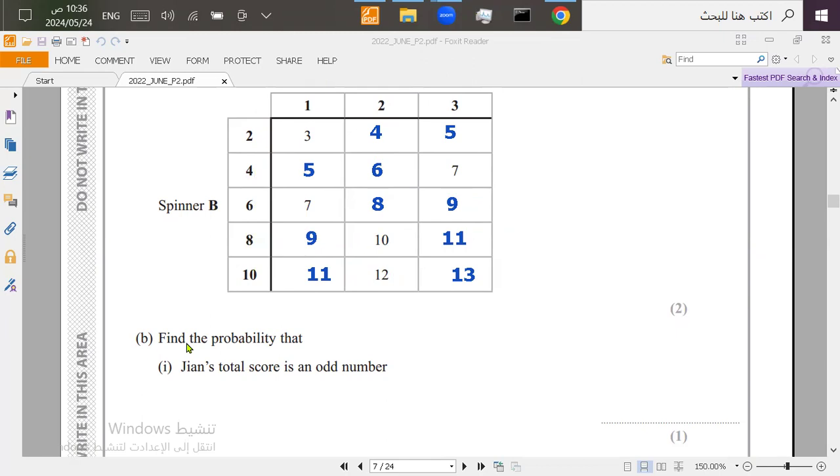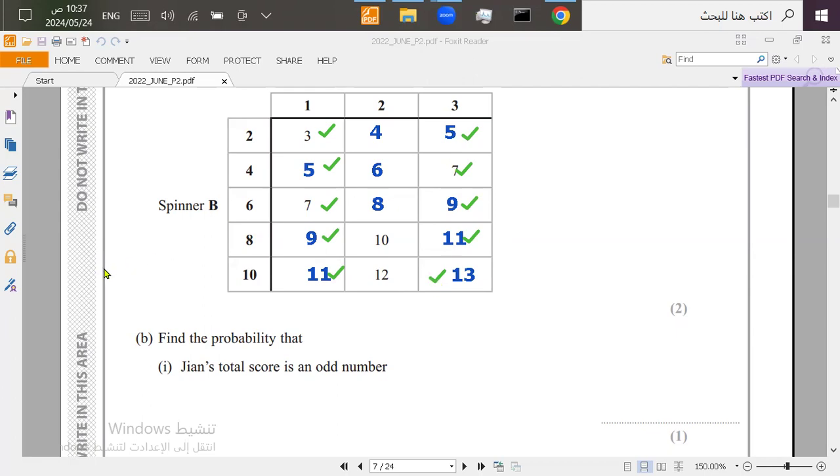So first, let's find the probability of this thing, which is landing on what? On odd numbers. So we have to count how many odd numbers we have. So let's check. We have 1, 2, 3, 4, 5, 6, 7, 8, 9, 10. So we have 10 odd numbers.